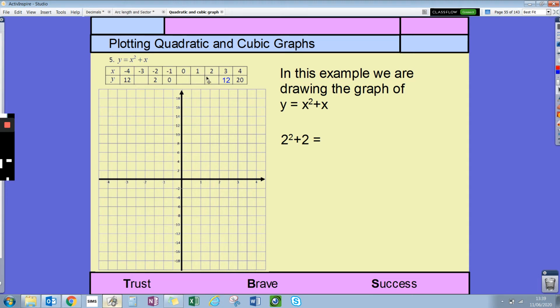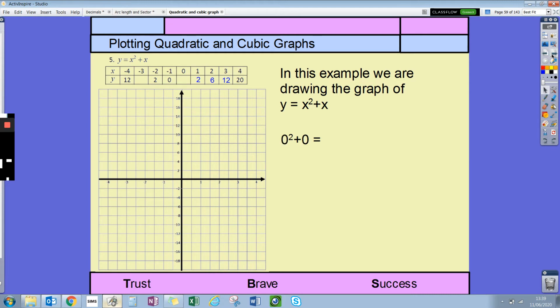Then swap in x is 2 in. 2 squared plus 2 is 6. Then repeat with 1. So x squared is 1 squared. x is 1. So 1 squared is 1 plus 1 is 2.